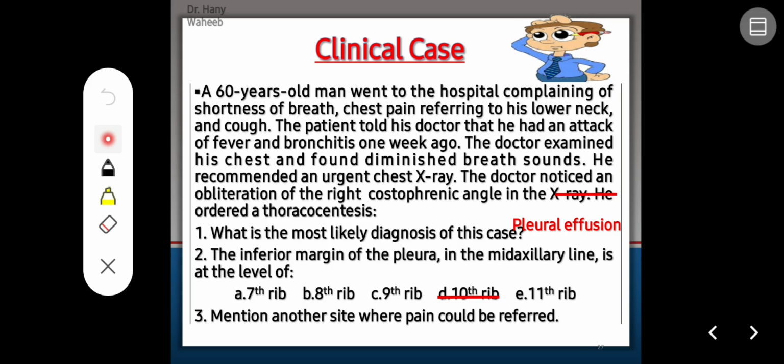Mention another site where the pain could be referred. Here we will notice that the condition was on the right side: obliteration of the right costophrenic angle. And the pain is referred to the lower neck. So what other site? This condition means inflammation, pleurisy, of the mediastinal and central part of the diaphragmatic pleura innervated by the phrenic nerve. So the other site is the tip of the right shoulder.